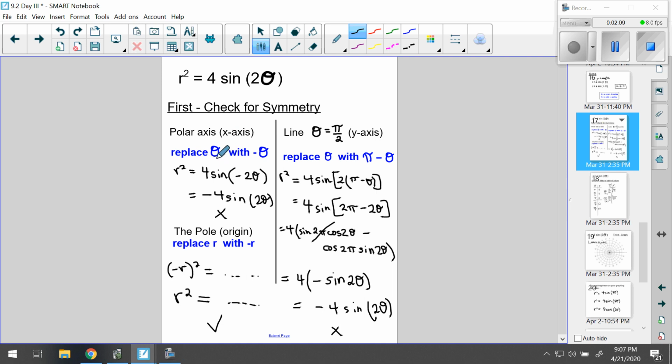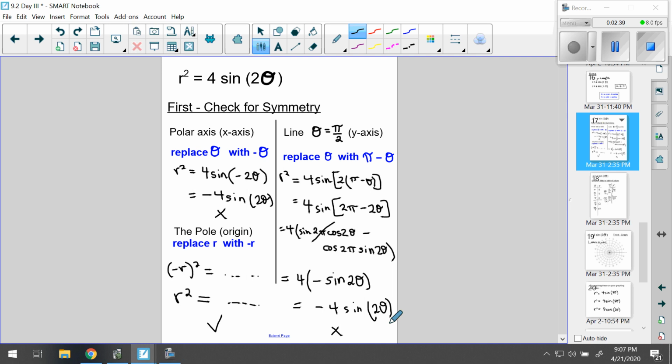So replace theta with negative theta, and since sine is odd, this ends up being negative 4 sine 2 theta, which is different. So it will not be symmetric over the polar axis. If we replace theta with pi minus theta and use the identity for the sine of a difference, we end up with negative 4 sine 2 theta, and that one is also not symmetric.